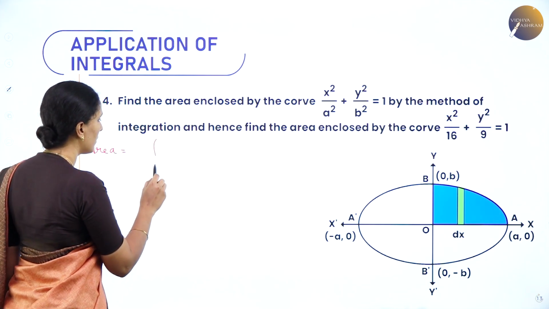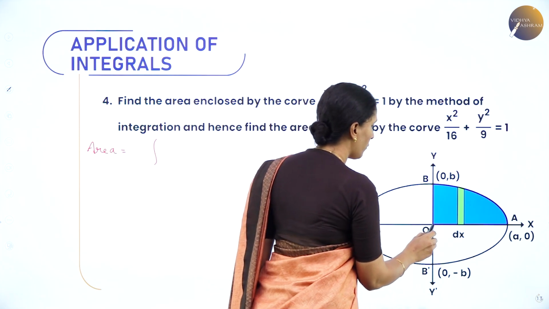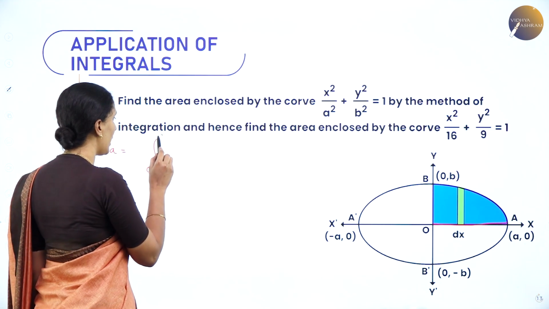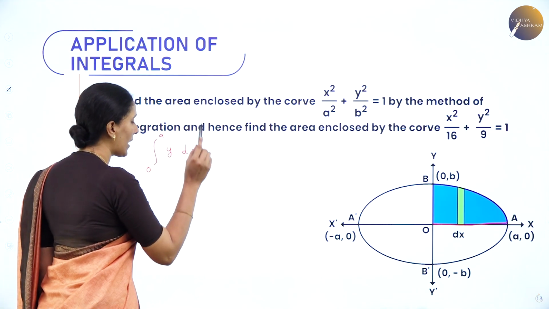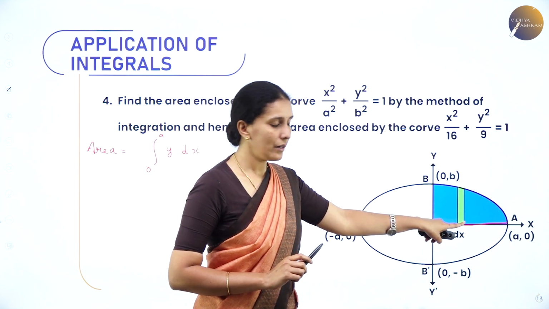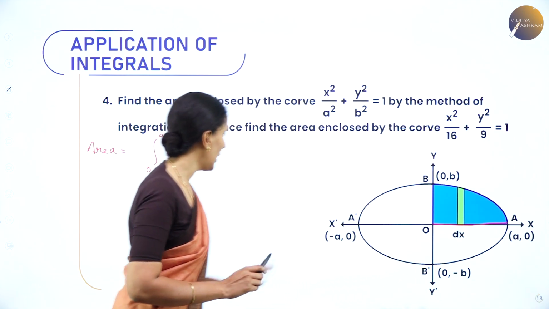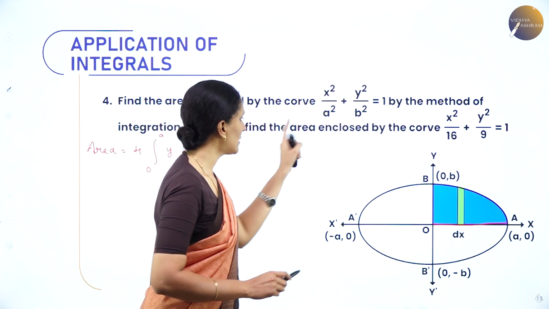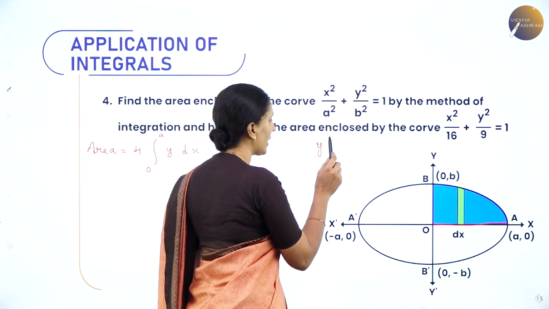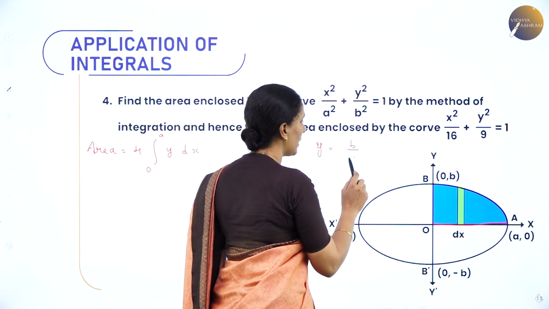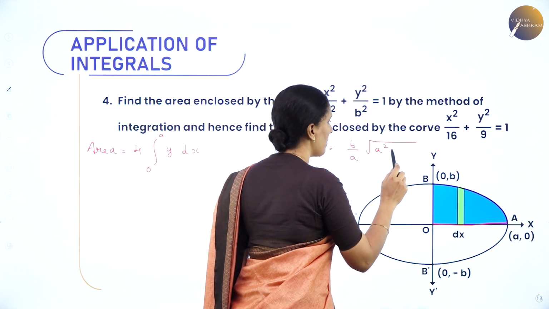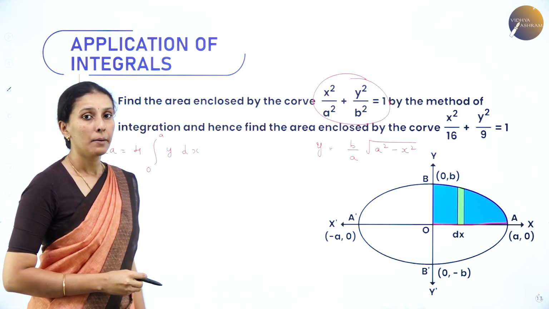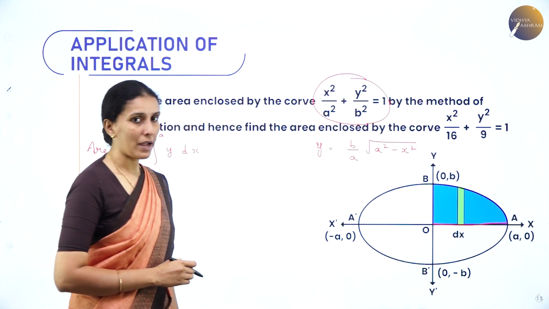Now before that, we need the area in the form of y. So we are calculating from 0 to a, in the first quadrant, the integral of y dx. If we need the entire area of the ellipse, then we need to multiply by 4. But before that, let's find y. Using this equation, we can write y as b by a root of a square minus x square.